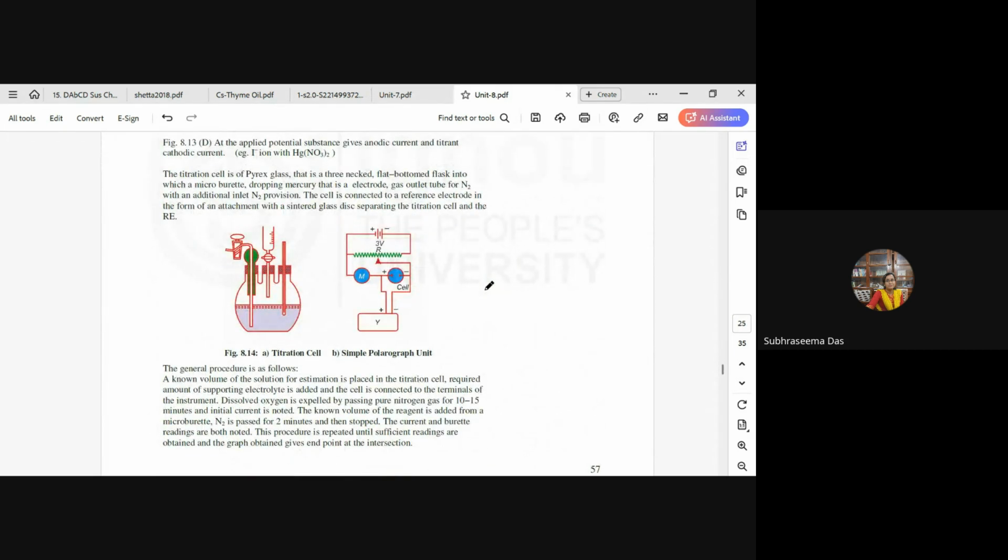The titration cell is basically made of Pyrex glass, three-necked and flat bottomed, into which a microburette, a dropping mercury electrode, and a gas outlet for nitrogen have been provided. The cell is connected to a reference electrode through an attachment with a sintered disc separating the titration cell and the reference electrode.